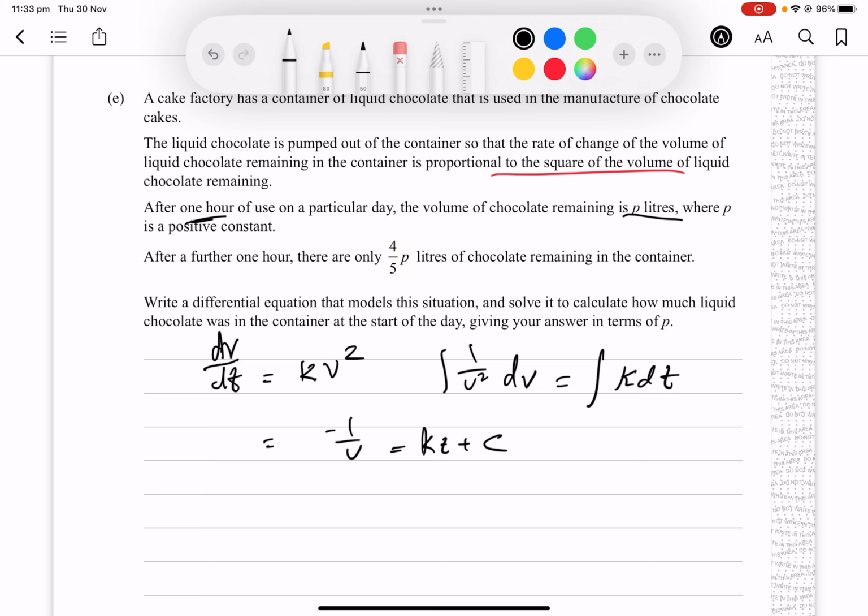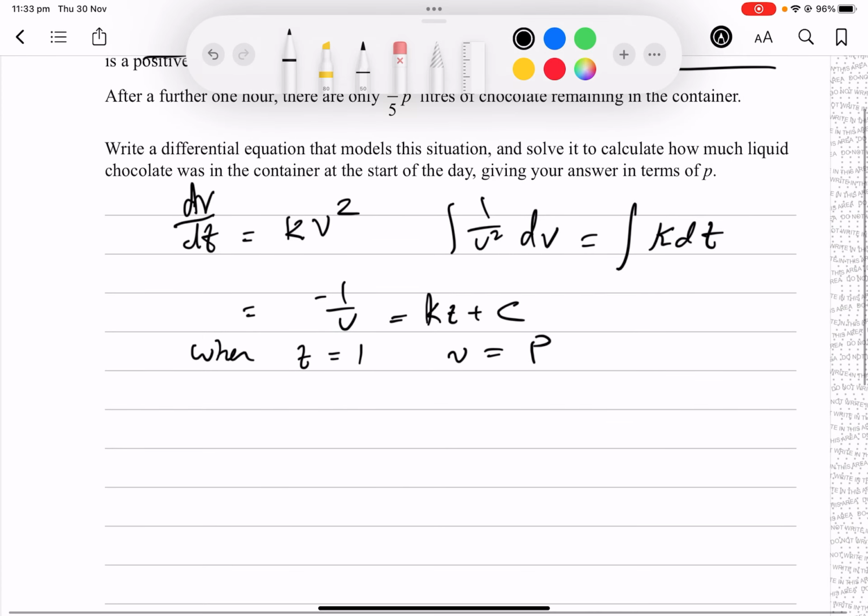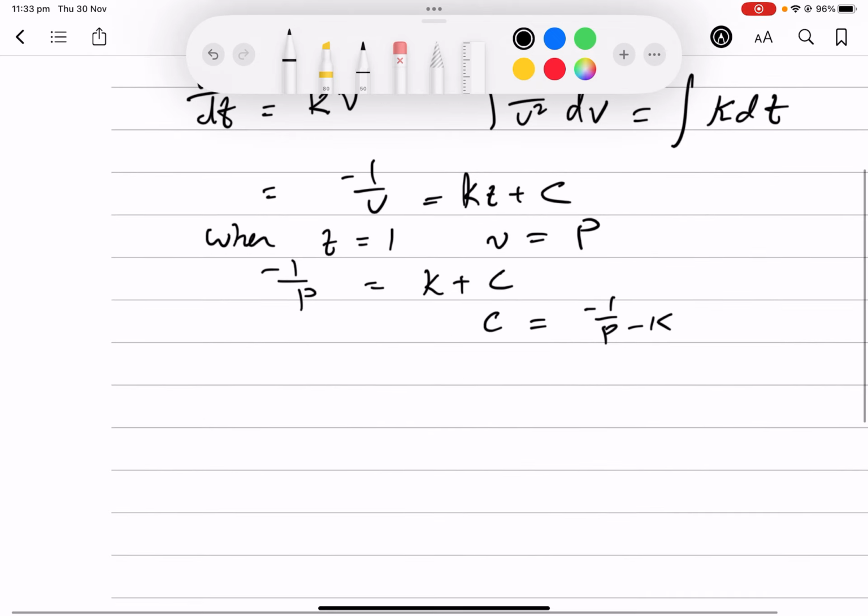So now we want to find what k and c are. So we have 1 hour on a particular day, we have p liters. Cool. So when t equals 1, V equals p. We don't really care what that is, so just V equals p. So we have negative 1 on p equals k times 1, so that's k, plus c. Therefore, we can say that c is equal to negative 1 on p minus k. Cool. So now we have negative 1 on V equals kt minus 1 on p minus k.